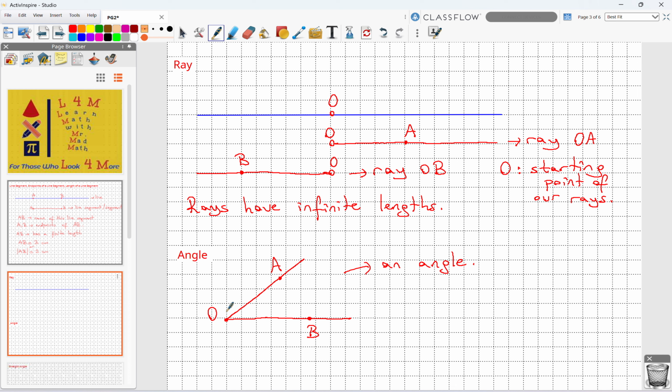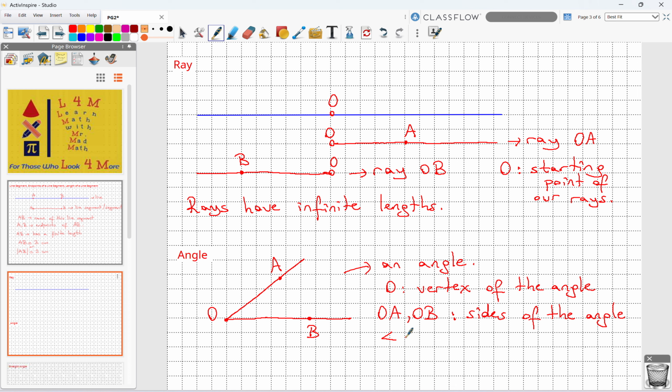Point O is called the vertex of the angle. These two rays OA and OB are called the sides of the angle. And to name the angle, we usually write AOB or BOA. So the vertex should be in the middle. We use three letters, for example.